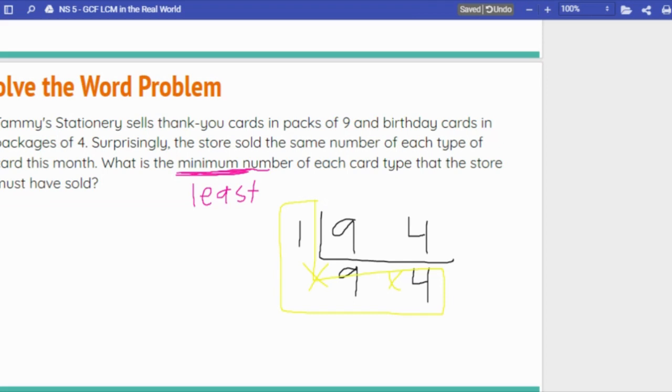So we always have to ask ourselves, though, does that answer my question? What is the minimum number of each type that the store must have sold? Well, if thank you cards come in packs of 9, can 9 get to 36? Yeah, 9 times 4. And if birthday cards come in packages of 4, we could have bought 9, because 4 times 9 is 36. So we must have bought 36 of each card in order to have the exact same, the identical.